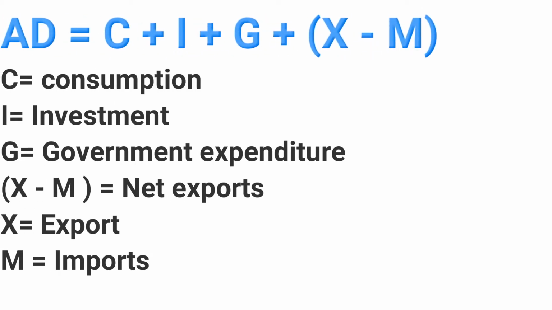So, starting with the definition of aggregate demand. Aggregate demand is the sum of demand by consumers, producers, government, as well as exporters and importers. Components of aggregate demand include AD = C + I + G + X - M. AD stands for aggregate demand, C stands for consumption, I for investment, G for government expenditure, and X - M stands for net exports. X stands for exports and M for imports, while X - M is net exports.